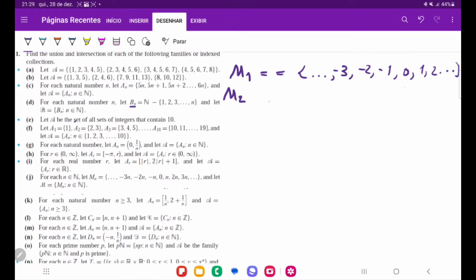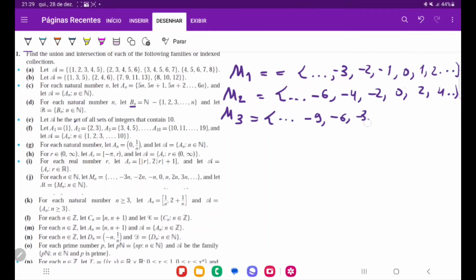What if we do M2? Well, we're going to take all the integers and multiply them by 2. So that's going to be, let's see, minus 6, minus 4, minus 2, 0, 2, 4, and so on. What if we do M3? For M3, we're going to multiply the integers by 3. So we're going to have, let's see, minus 9, minus 6, minus 3, 0, 3, 6, and so on and so forth.